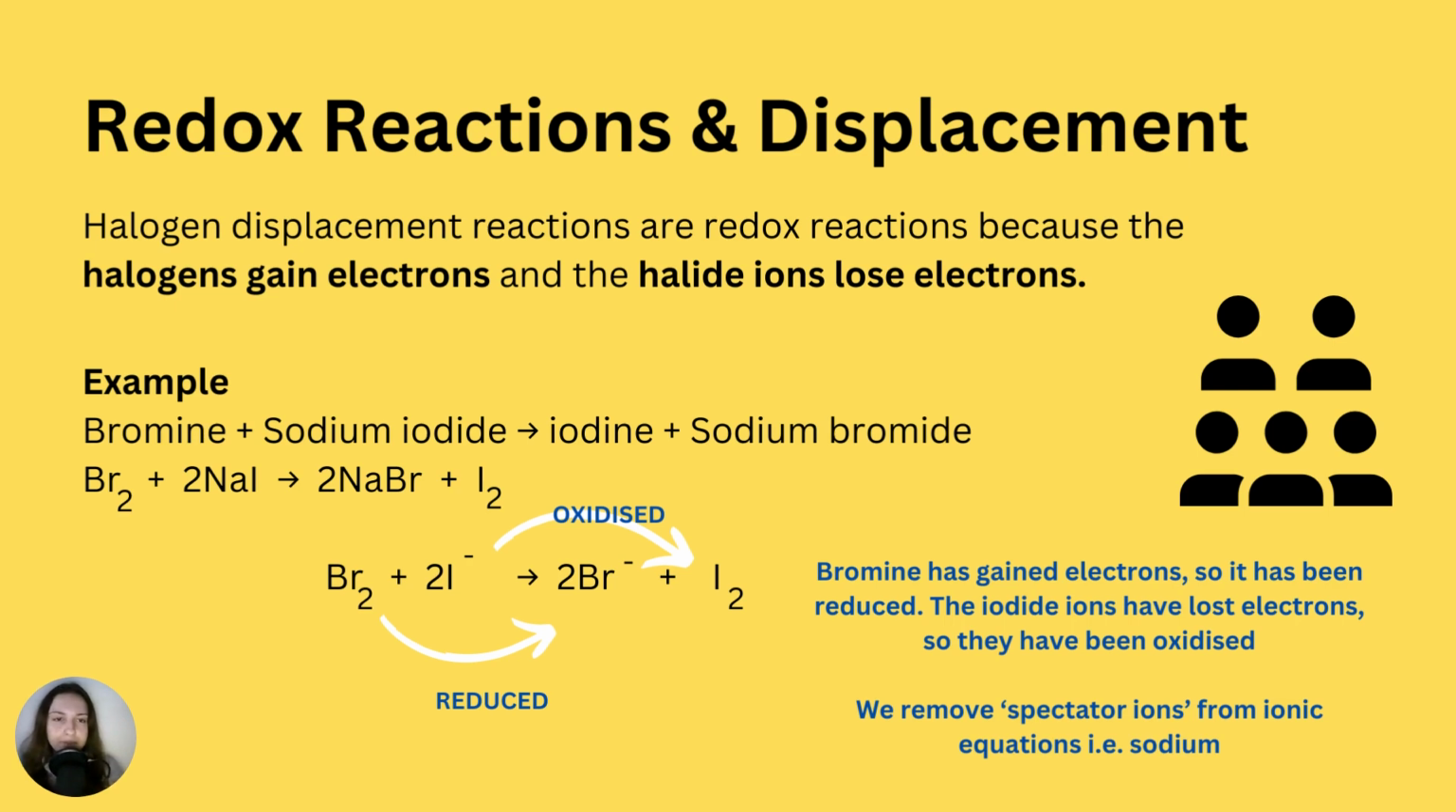An example would be bromine reacting with sodium iodide to form iodine and sodium bromide. You can see there's been a displacement. Bromine is much more reactive than iodine, and therefore we get that displacement. However, if we write the ionic equation, we can see that bromine, because it's more reactive, has been reduced. It's gained those electrons. And the iodide, because it has been displaced, loses electrons and has therefore been oxidized.